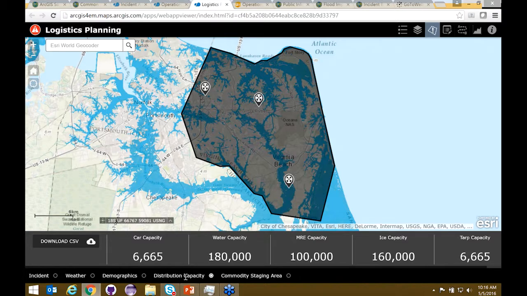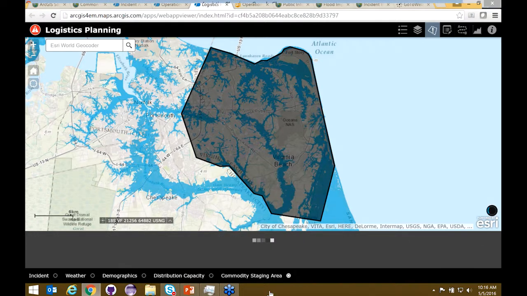So we know we had 500,000 people that we needed to serve. Now we know that at these various points of distribution for the commodities, we have 180,000 bottles of water, 100,000 MREs, 160,000 bags of ice, tarp capacity of 6,600. So we're starting to really get a picture of the number of people we need to serve and how many items or commodities we have that can be provided to the various people should they need it.